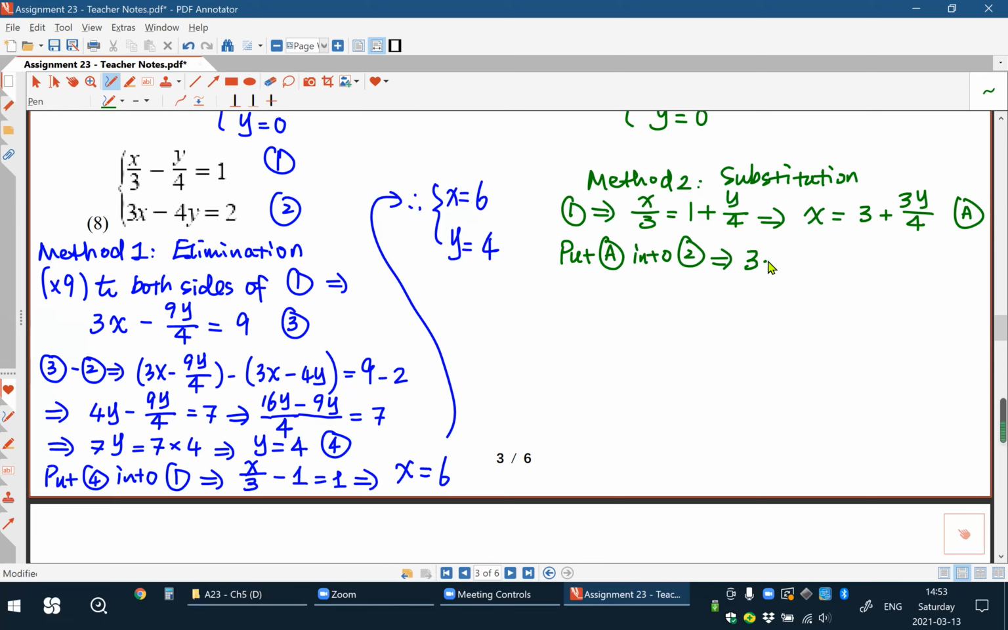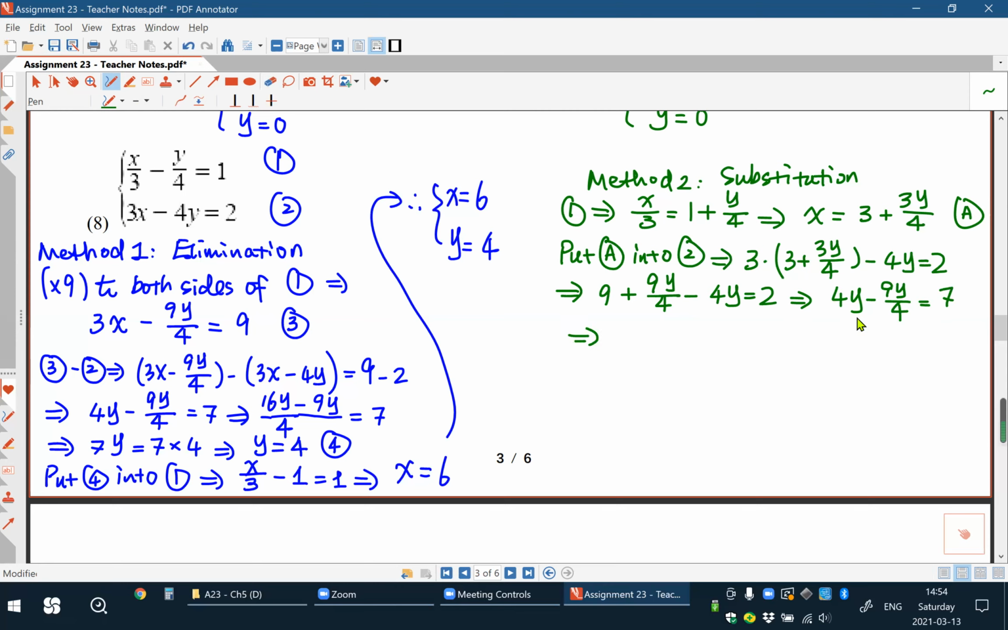Then we can put equation A into the other equation, which is number 2. Then you will get 3 times x, means 3 times 3 plus 3y over 4, minus 4y equals 2, right? And then we can simplify this equation, which you will get 9 plus 9y over 4 minus 4y equals 2, right? So that means 4y minus 9y over 4 equals 7.